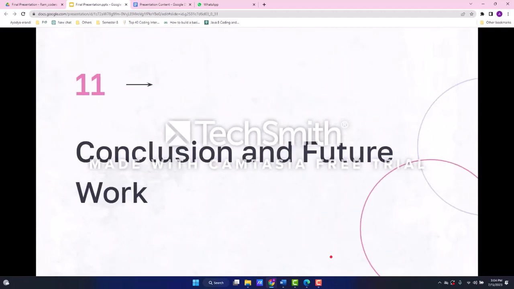Finally, let's look at our conclusion and future works. We hope to replicate the proposed approach for Tamil to English, English to Tamil, and Sinhala to English. And also, we hope to improve the pre-training phase by using new objectives.